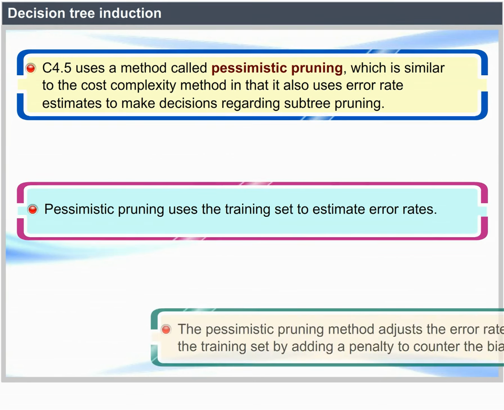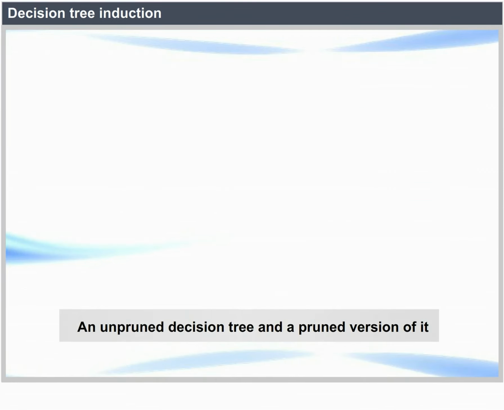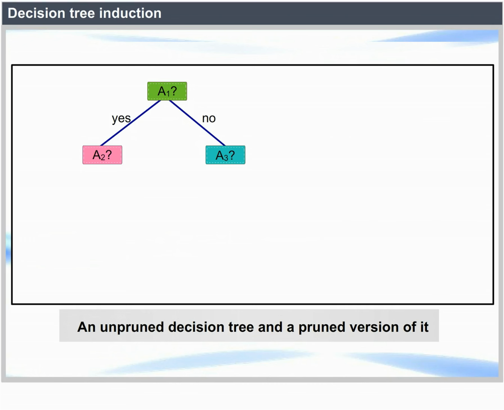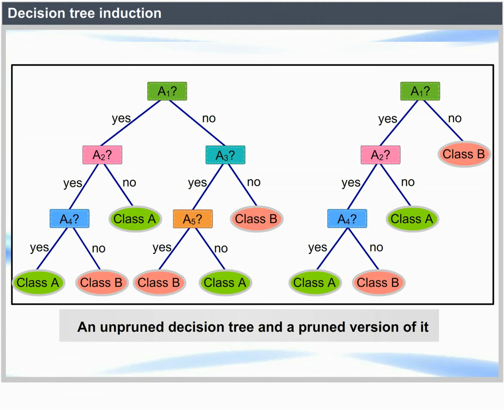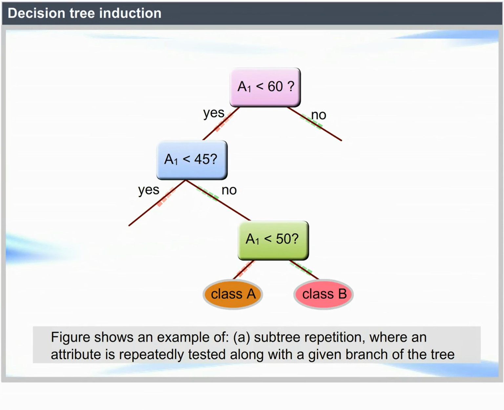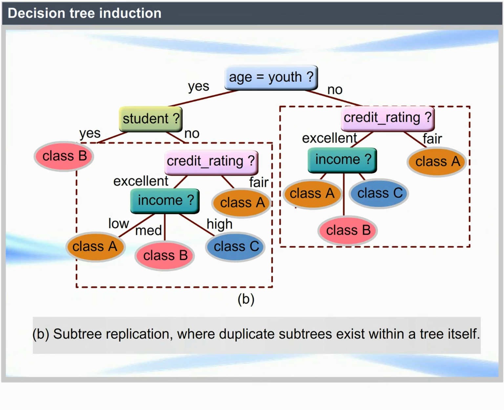The pessimistic pruning method adjusts the error rates obtained from the training set by adding a penalty so as to counter the bias incurred. Figure shows an unpruned decision tree and a pruned version of it. Figure shows an example of subtree repetition, where an attribute is repeatedly tested along a given branch of the tree, and subtree replication, where duplicate subtrees exist within a tree.